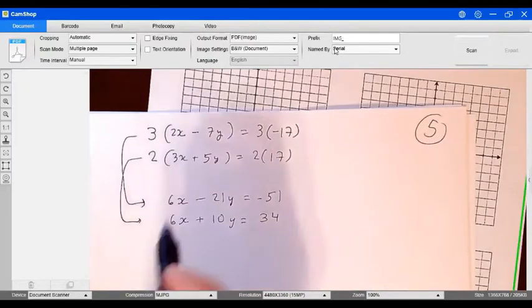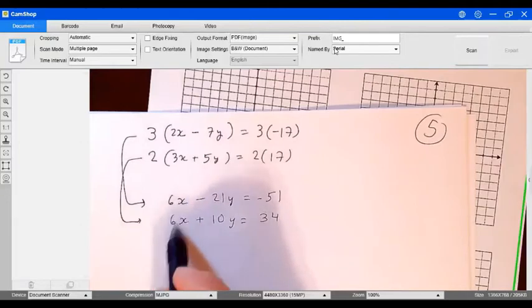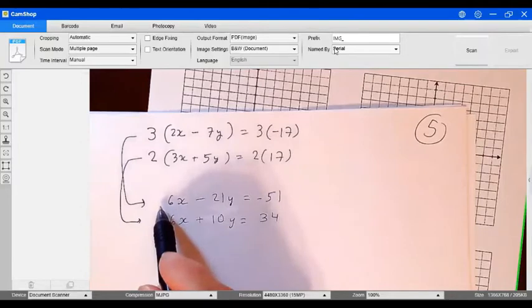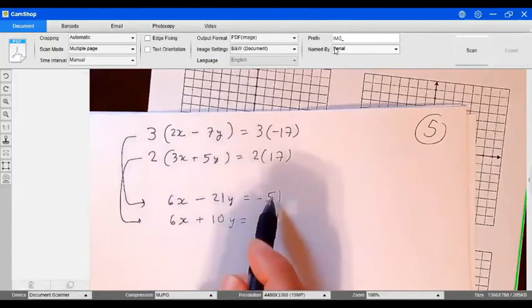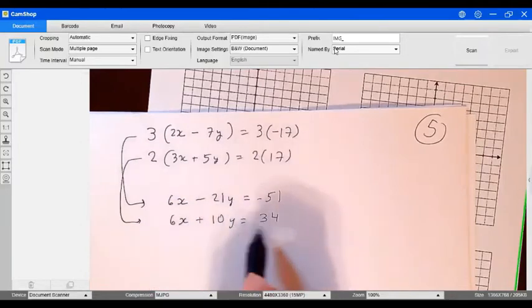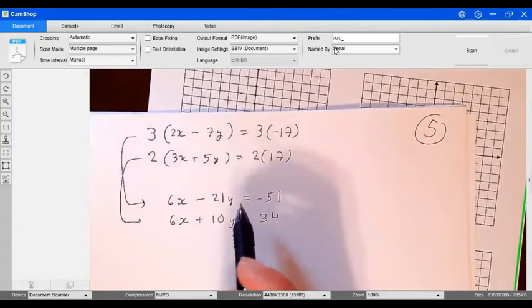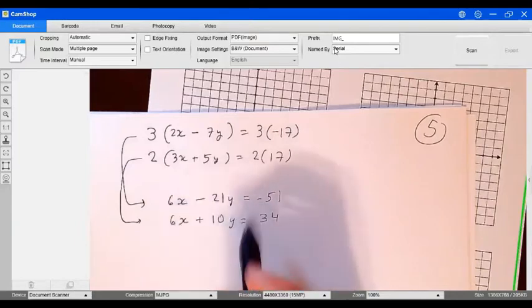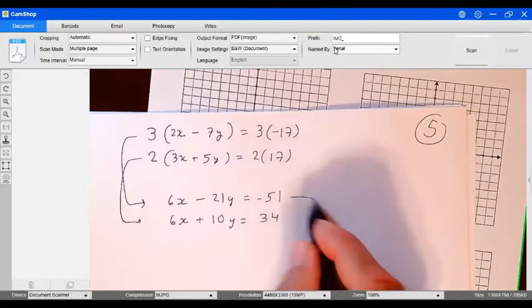So now we have x with the same coefficient, but I need the opposite signs on this coefficient. So I need to either multiply the first equation by -1 or the second equation by -1. And multiplying by -1 means that you're going to switch the sign of every term that you have in the equation. So let's do that.